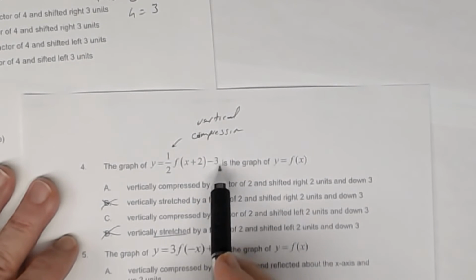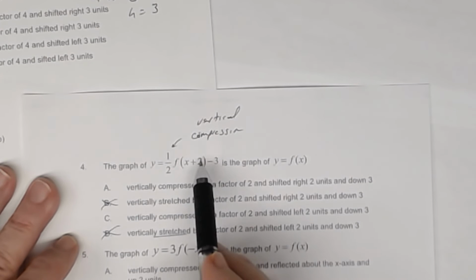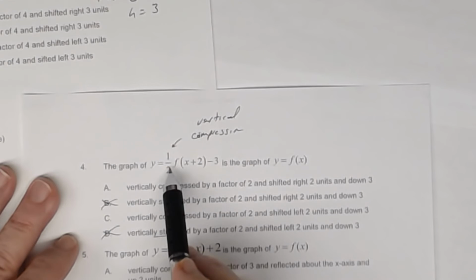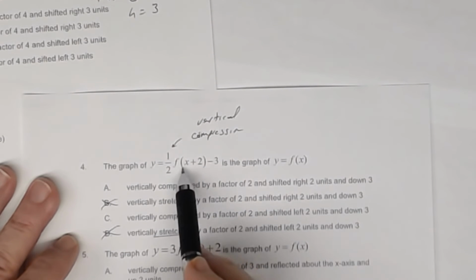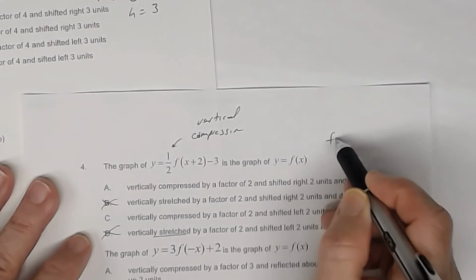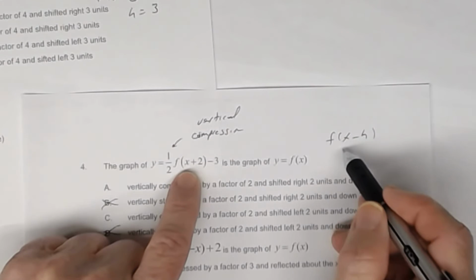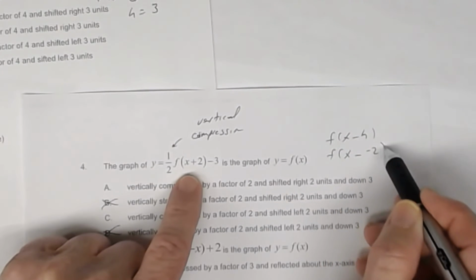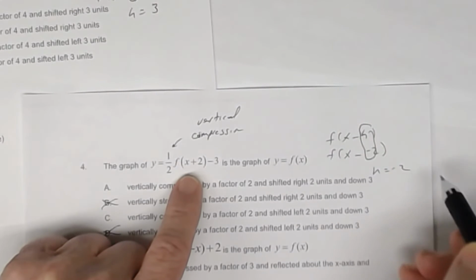And then right away, I know I've got to go down 3, right? And that doesn't help because all of these are down 3s, correct? So then you just got to look at this. But always go from left to right. So vertically compressed by a factor of 2. We are then going to move horizontally, but you got to remember f of x minus h. So rewrite this as f of x minus h. So f of x plus 2 means the same thing as f of x minus a negative 2. So h in this case is a negative 2.